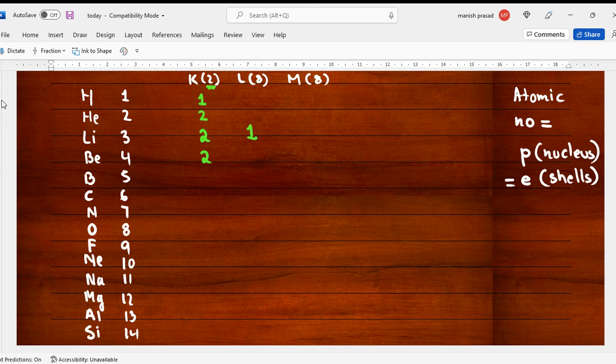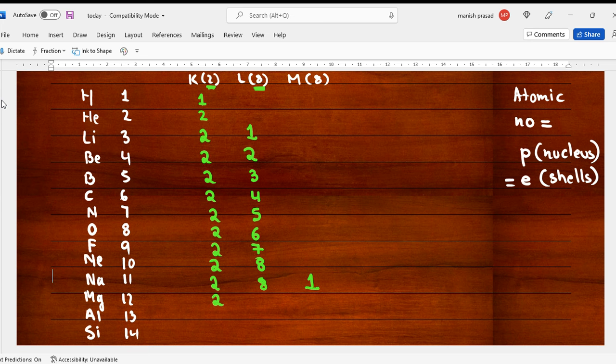The fourth electron goes to L. The fifth, sixth, seventh, eighth, ninth and 10th electrons all go to L. Now, L can take a maximum of 8 electrons, so now it cannot take any more. And sodium has a total of 11 electrons. So 2 electrons go to K, 8 to L, and 1 to M.